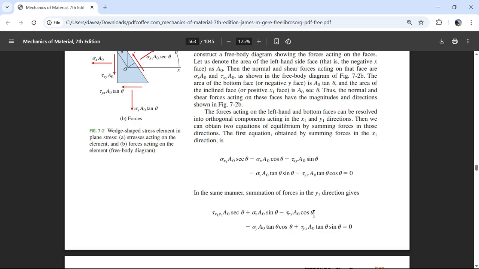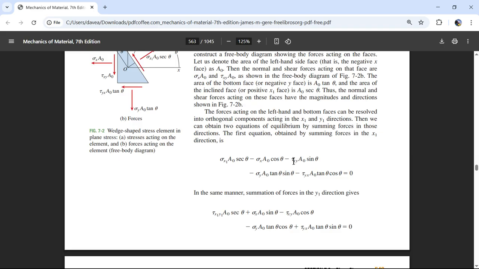And this is going to be cosine squared. So we're going to have tau xy cosine squared. So tangent is sine divided by cosine, and when we multiply this by cosine, the cosine will cancel, and we're going to get sine squared. So this becomes negative sine squared theta tau xy. And tau xy and tau yx are the same. I should have mentioned that up here. So that's how we could add those.